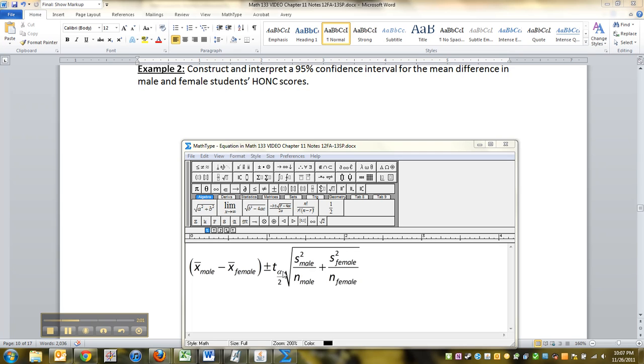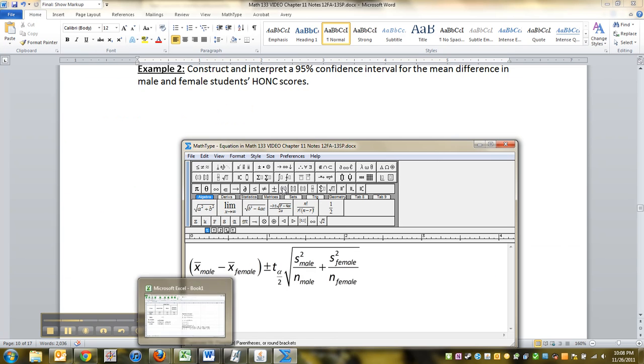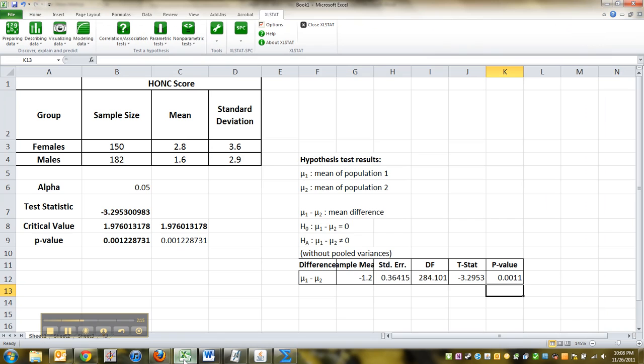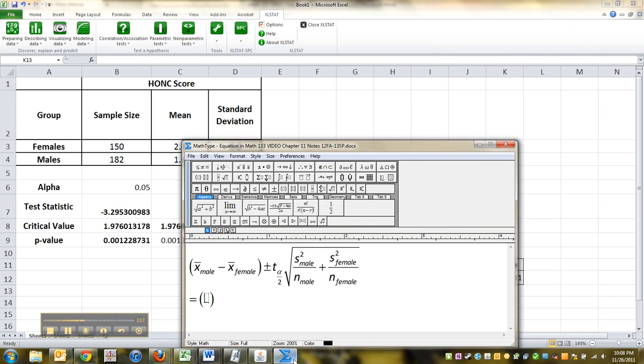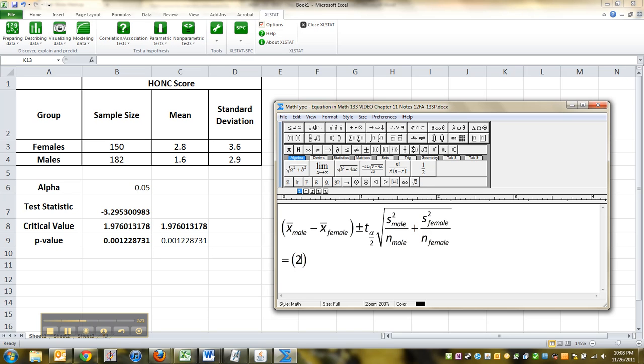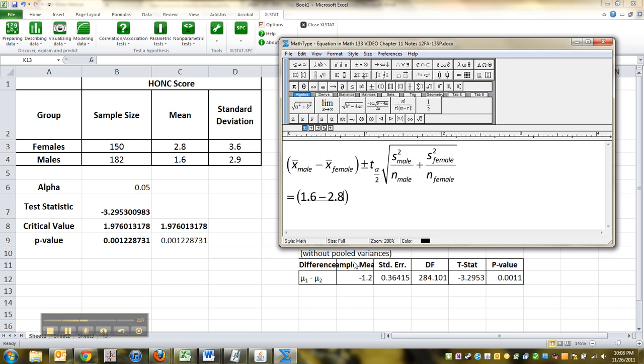There it is. So we have the difference in the male and female scores, plus or minus the t alpha over 2 and all that jazz. All right, so we're going to have to go find all this stuff. So this one was, let me see, let me type it in. The difference in the male and the female was 1.6 minus 2.8, which in case you missed it, StatCrunch tells you that it's negative 1.2. That's what the difference was, but that's okay.